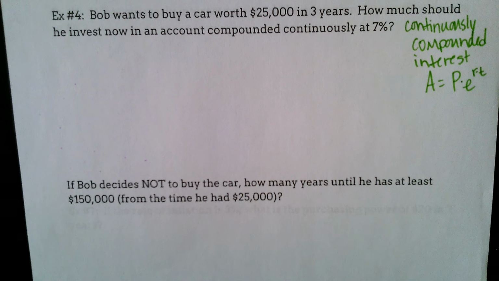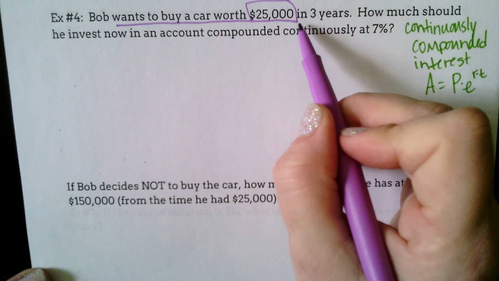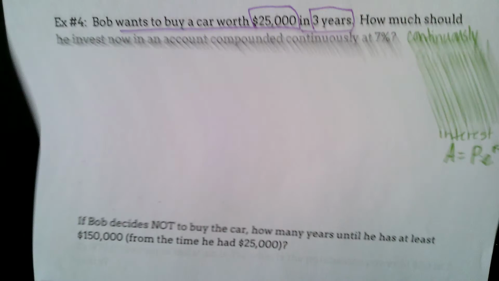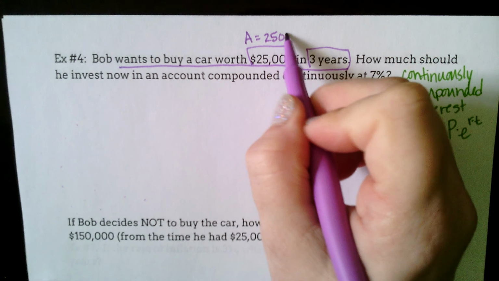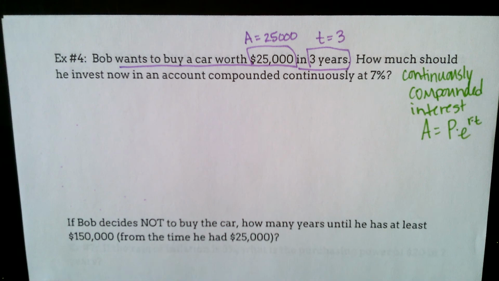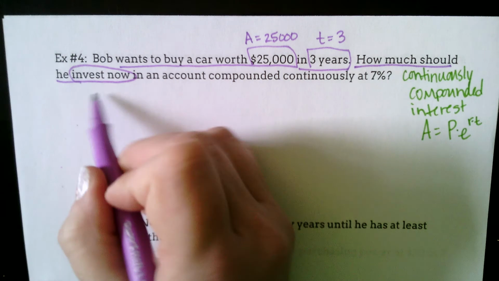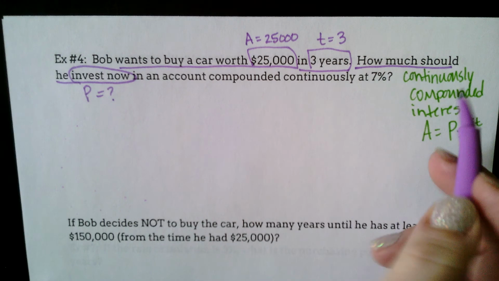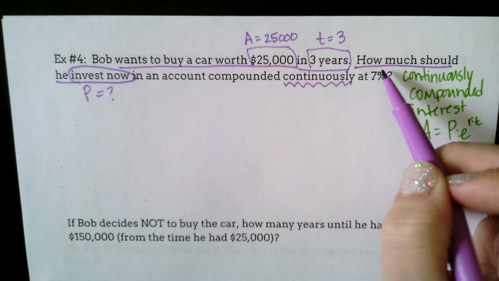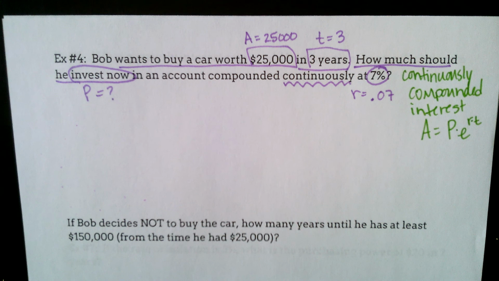So looking at what we are told, we know that he wants to buy a car worth $25,000 in 3 years. So at the end of it, he needs $25,000. So that's going to be the value at the end of our time period, which is 3 years. How much should he invest now? That's going to be our principal. That's what we don't know. In an account compounded continuously, that's how we know which formula to use, at 7%. So our interest rate is 0.07. So we have to move that decimal point 2 places.